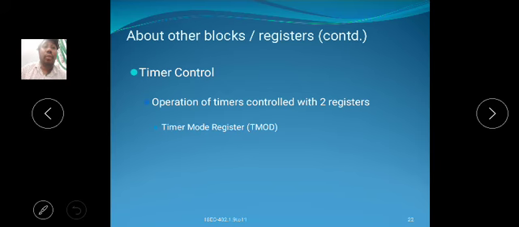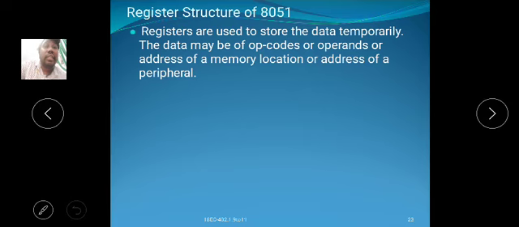The timing control. The operation of timers is controlled with two registers. One is the timer mode register and the other is the timer control register, that is the TMOD and TCON. In the timer control block, the operation of the timers is controlled with these two registers: the timer mode register, that is the TMOD register, and the timer control register, that is the TCON register.